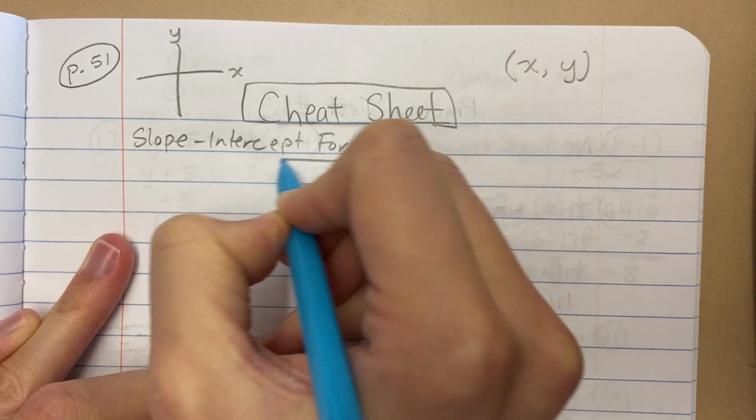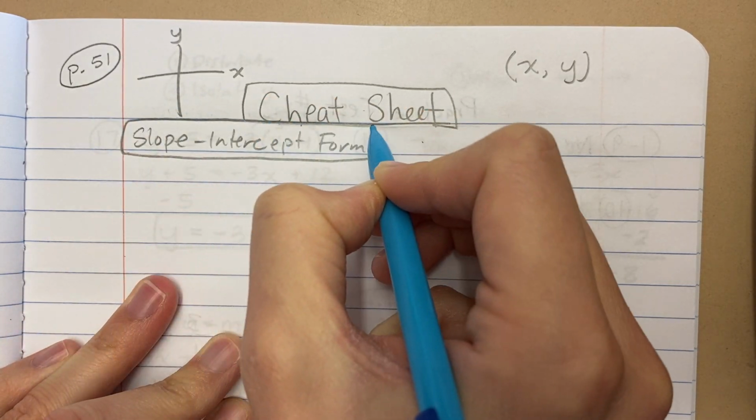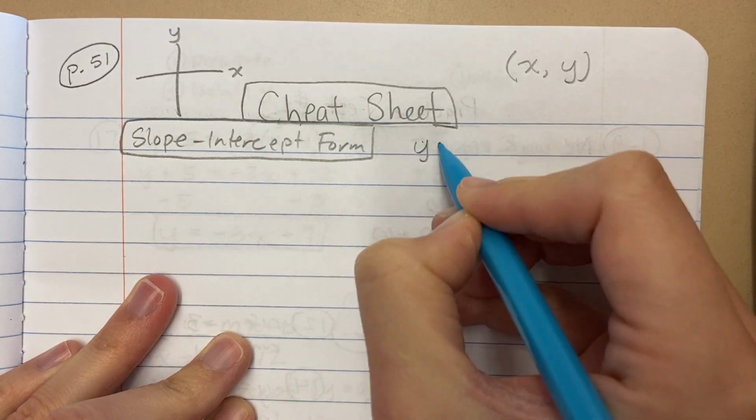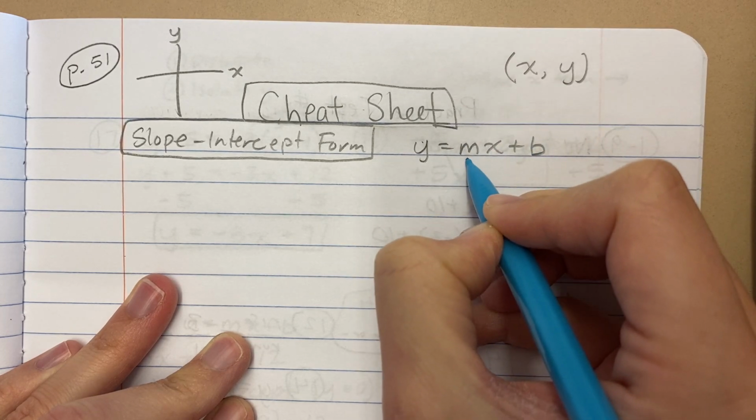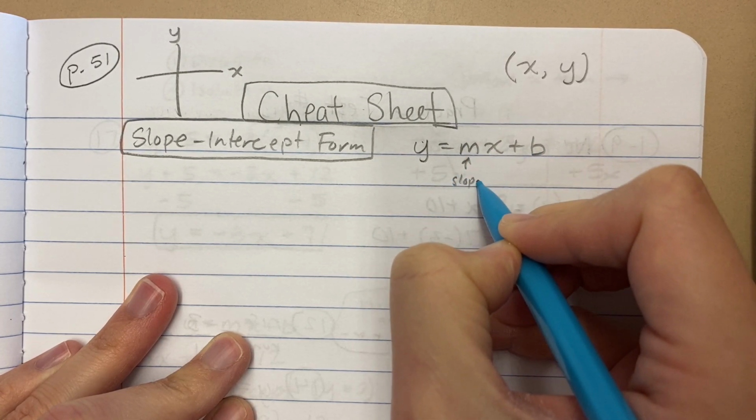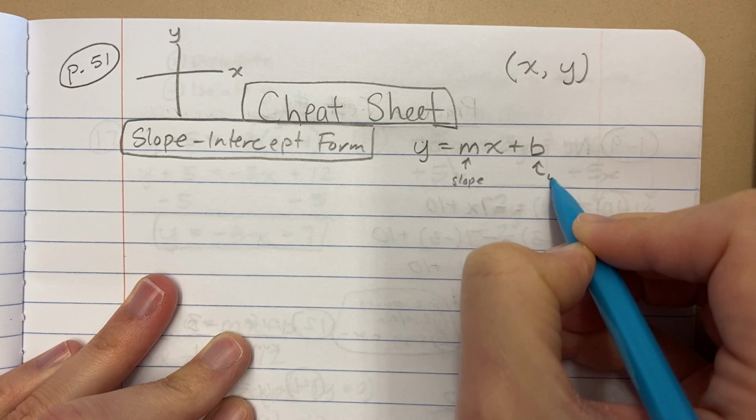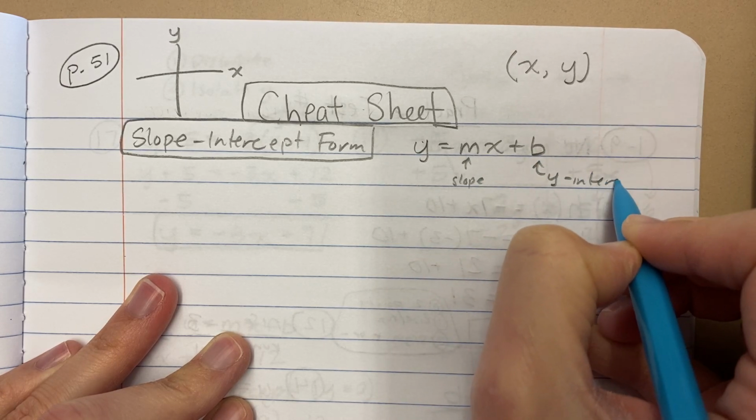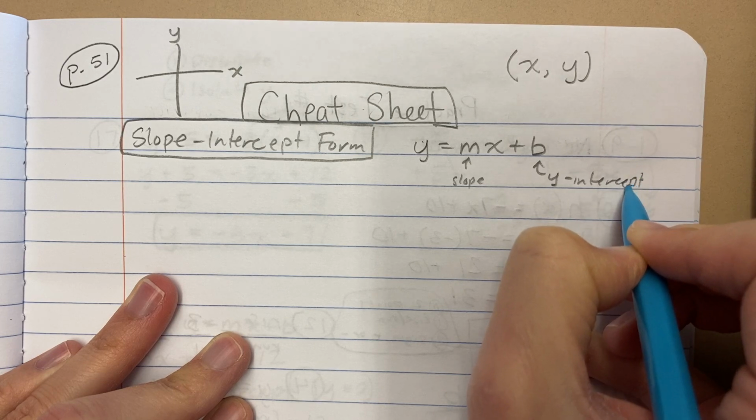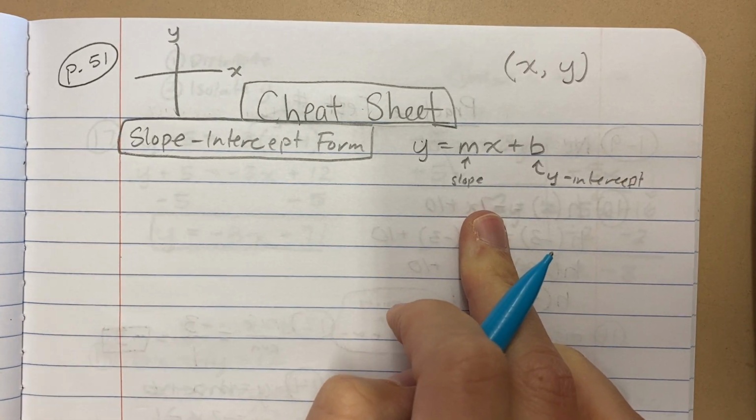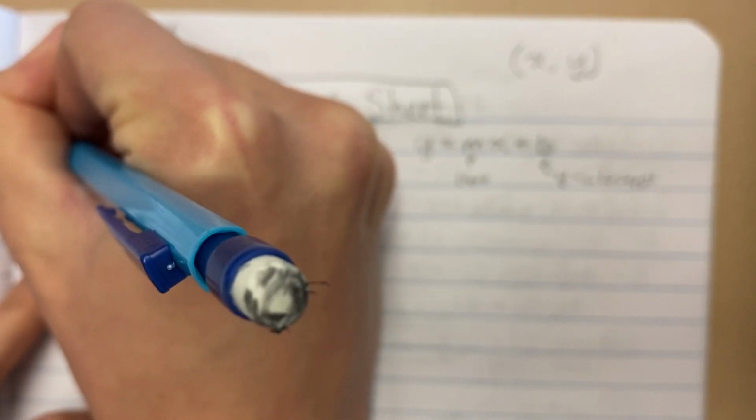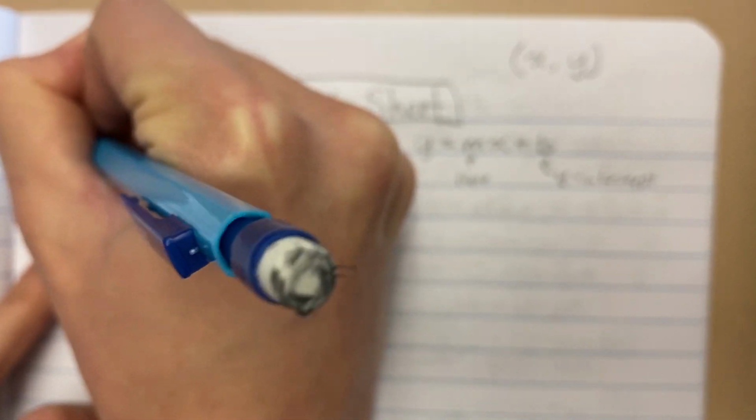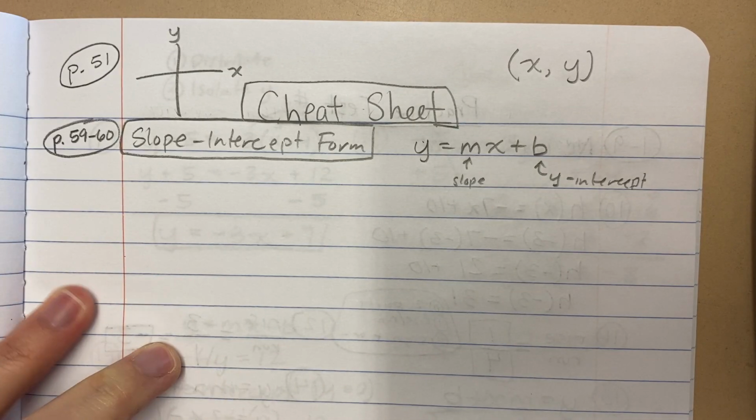This was a big concept. We spent a lot of time on slope-intercept form. Slope-intercept form is y = mx + b, where m is the slope and b is the y-intercept. We explored both of these ideas of slopes and y-intercepts more deeply, on pages 59 through 60 of your notebook, so you can find more details there.